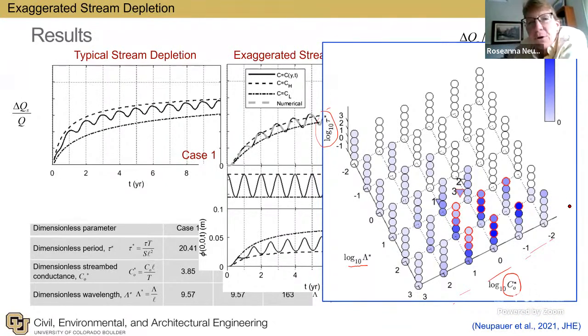So you can see that for a wide range of the parameter space, you don't have exaggerated stream depletion or excessive stream depletion. So this is more or less less important. But if there is a case where you're pumping more water out, or your stream flow is depleted by more than your pumping rate, then it could really impact the flow rate in the streams.